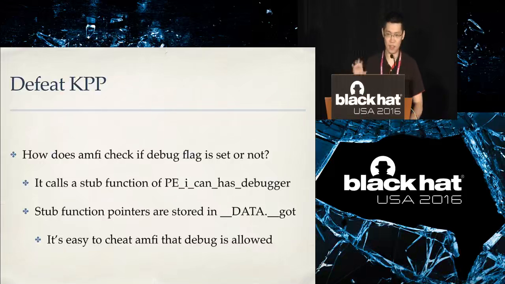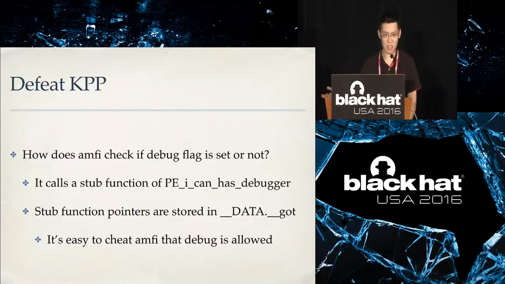Okay, so another way we could defeat KPP, as we mentioned before, is that the GOT section actually is inside the data, which is marked as RW, and we can modify this. What's this used for? The stub function. For example, the MFI extension needs to know if the system is in debug mode. It needs to call PE_i_can_has_debugger, and actually this function is exported by the XNU kernel. It cannot implement it itself. So in this situation, it just calls the function address stored in the stub. It actually points to the original address of PE_i_can_has_debugger.